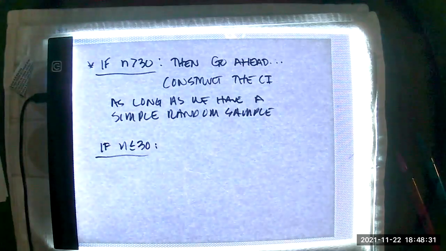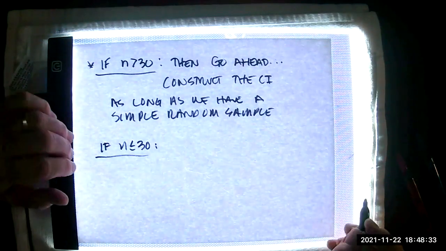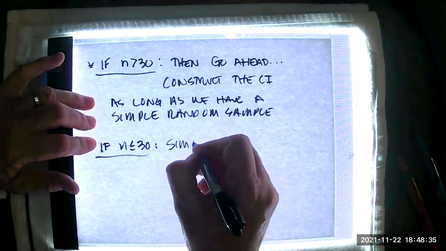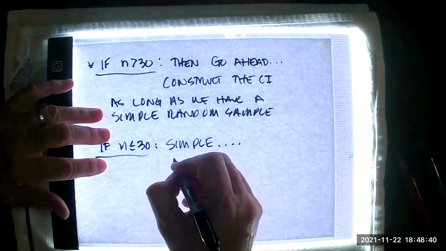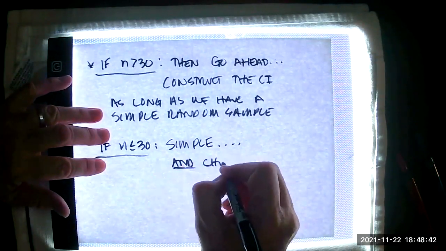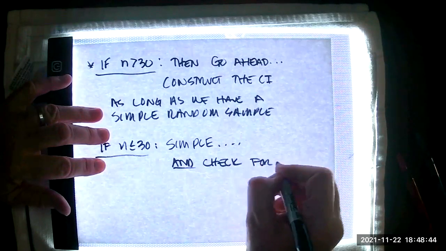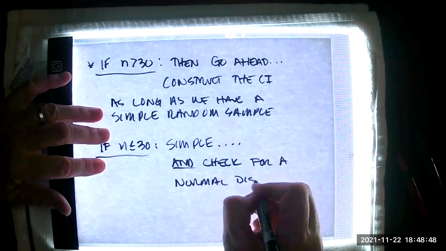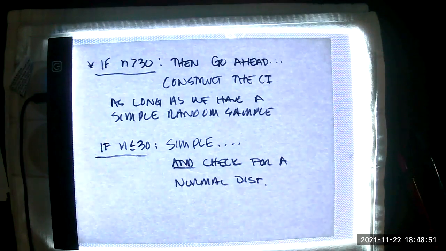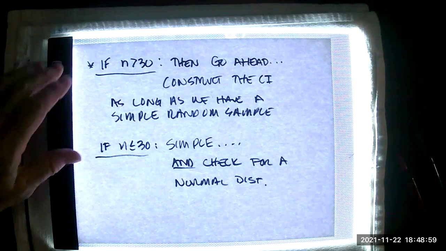If n is less than or equal to 30, we need one of those simple random samples again, and we must check for a normal distribution on the variable in question. And that's if n is less than or equal to 30. So I'd like students to be able to check that.